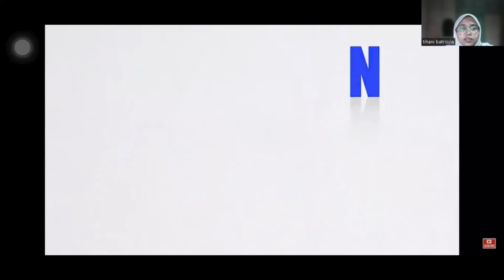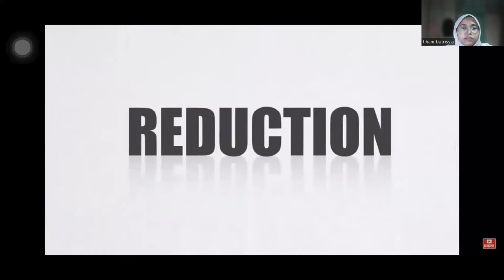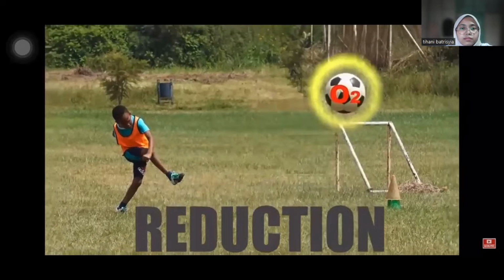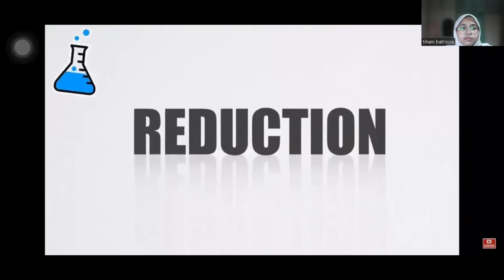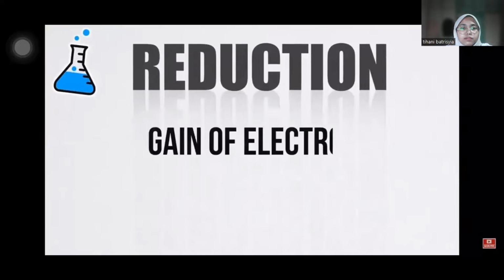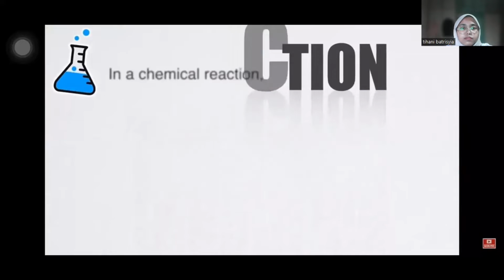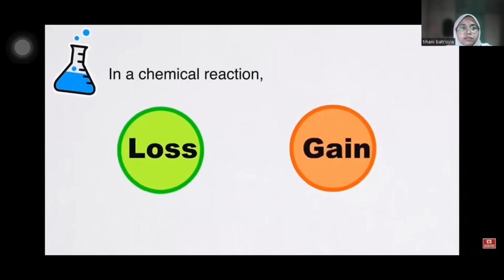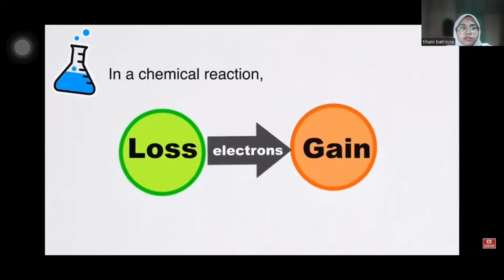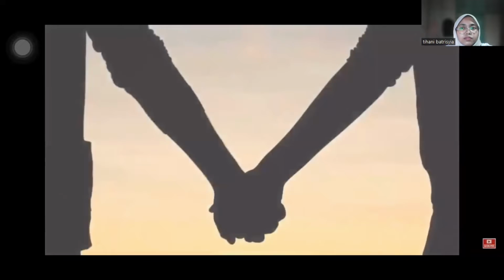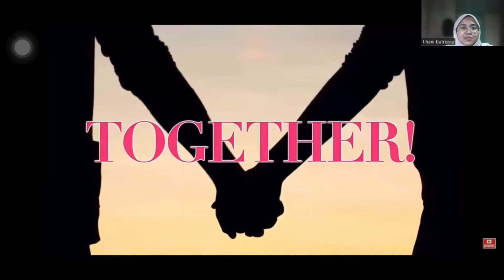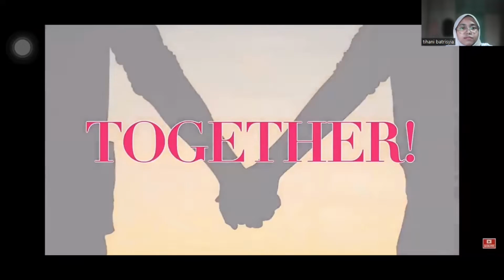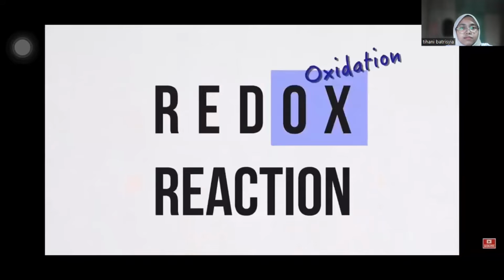The opposite process of oxidation is called a reduction. The word reduction originally meant removal of oxygen, but in modern chemistry, once again, it means gain of electrons during a reaction. In a chemical reaction, one species loses electrons as the other species gains electrons. Therefore, oxidation and reduction reactions take place altogether. That's why oxidation-reduction reactions are simply referred to as redox reactions.